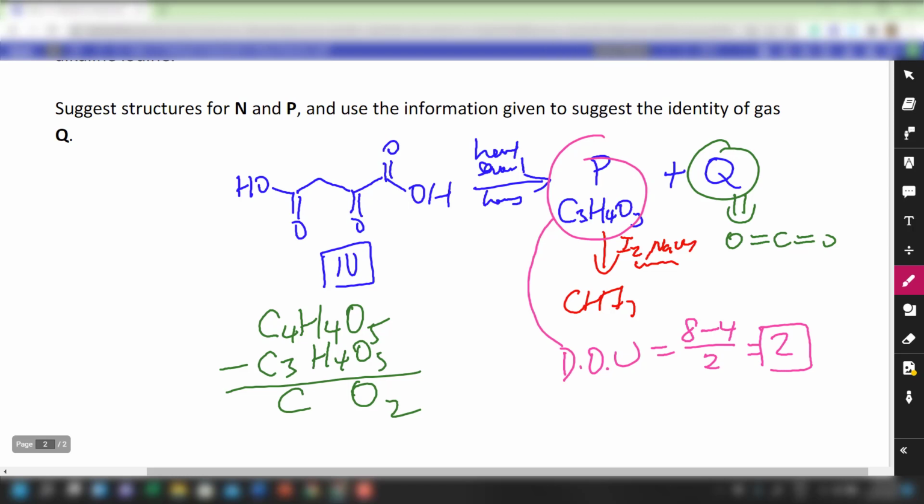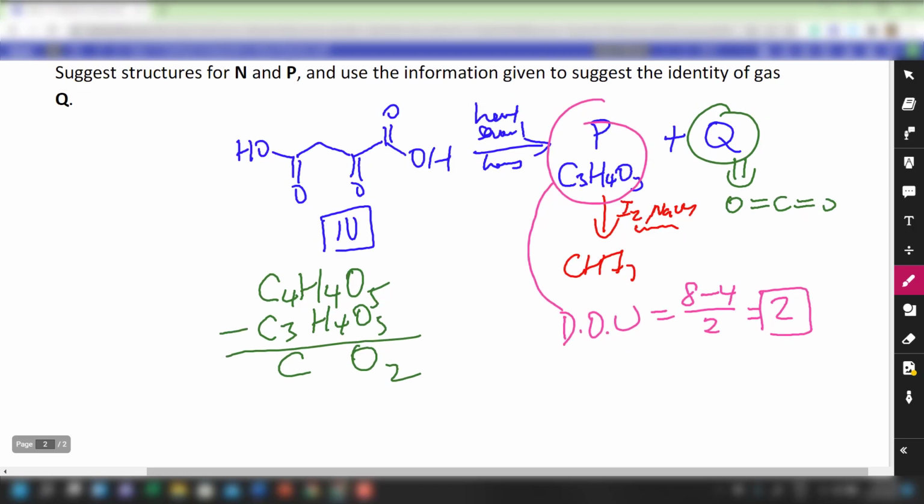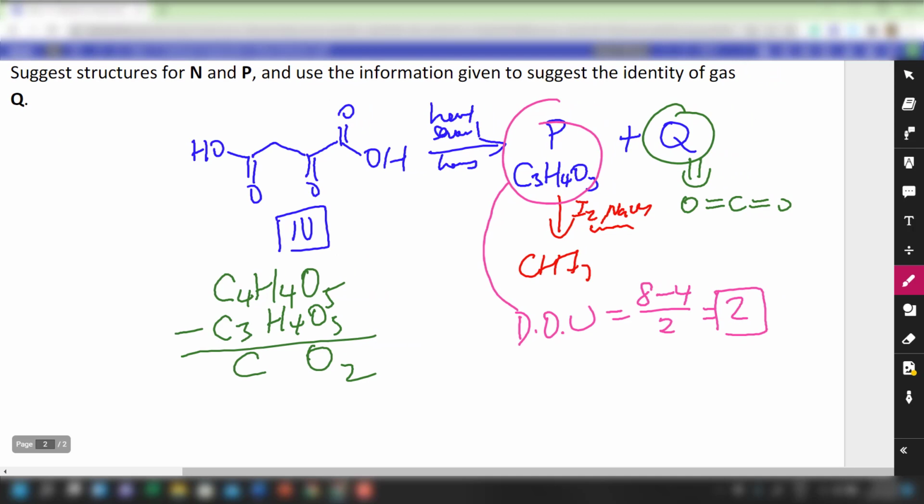And we understand that for the 2 degrees of unsaturation, number 1 is likely due to a carbonyl group. So either a ketone or an aldehyde, but it's likely to be a ketone. And it coincides with the fact that it contains a methyl ketone, so likely to be a methyl ketone. And then the 2nd degree of unsaturation is likely due to a carboxylic acid.